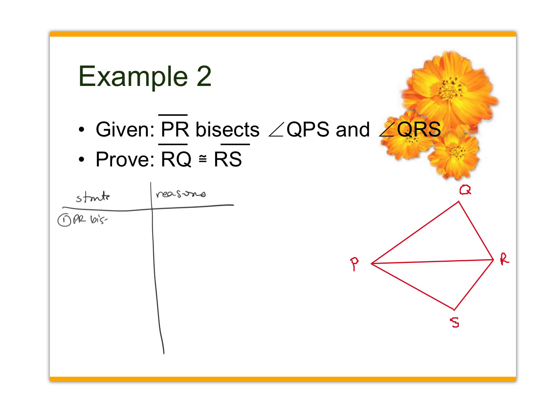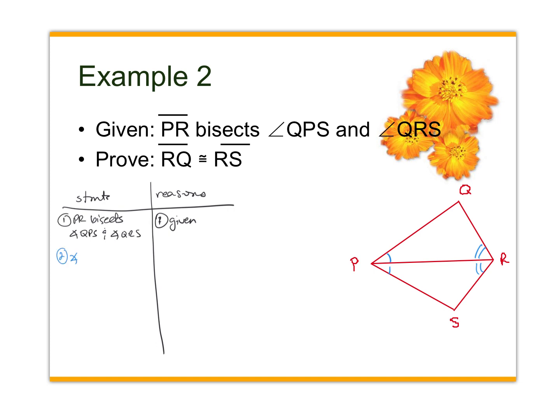Again, I'm going to start with my first statement. PR bisects angle QPS and angle QRS. And that's given. Now, let's go to the drawing. If PR bisects QPS, this angle equals this angle. And if it also bisects QRS, then I know that this angle has to equal this one. So I've got a couple things to write here.